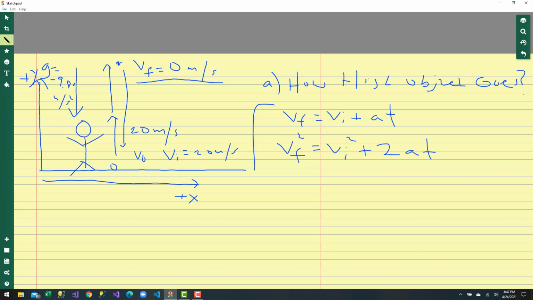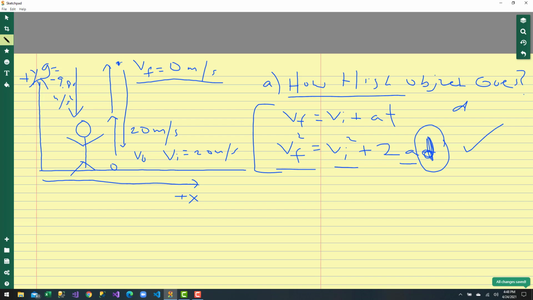Now, out of our equations of motion, what do we have and what's unknown? We're trying to figure out how high the object goes, so we're looking for d, the displacement. We know V final, V initial, and the acceleration due to gravity. So it looks like in this equation there should be a d. We're after the distance, so we can use this equation. Let's plug in our variables and solve for displacement in this second equation.